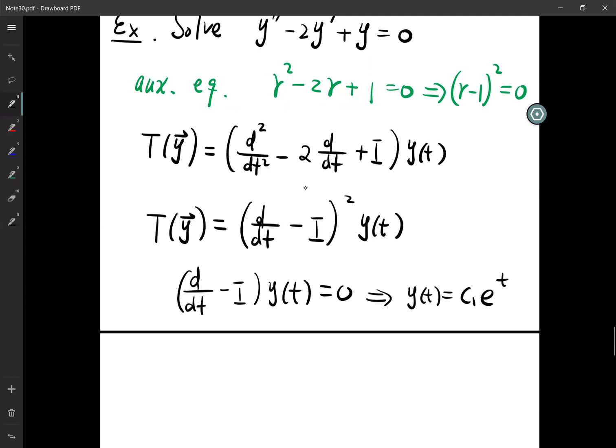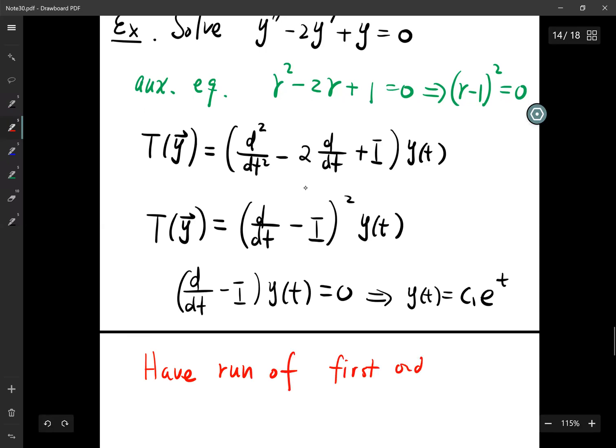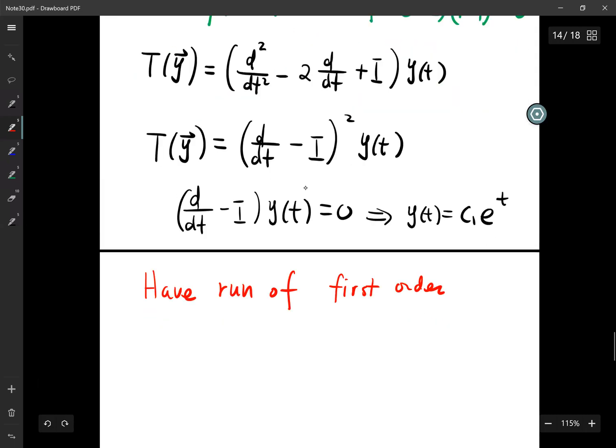Why am I stuck? Because I cannot play the game of exchanging the two things. I don't have a second first order differential equation. I have run out of first order differential equations.